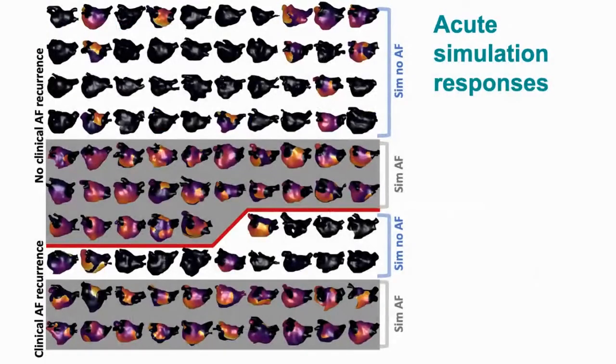We then looked at our models to see in the acute simulations, do they match the long-term outcome? And the models above the red line had no clinical AF recurrence, and the ones below had clinical AF recurrence.